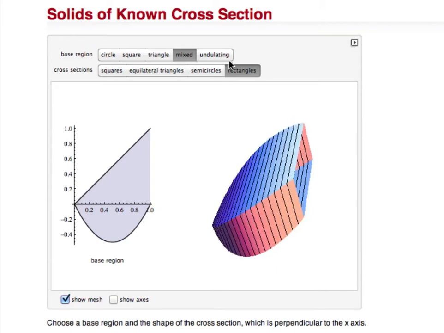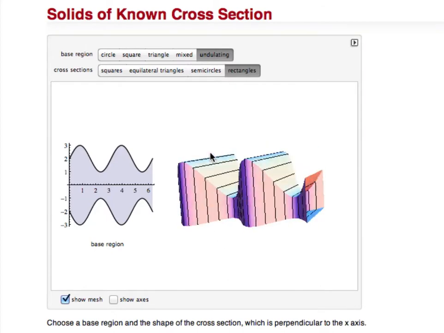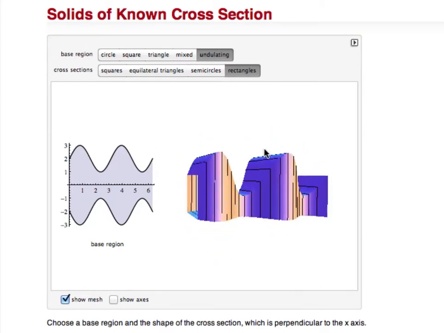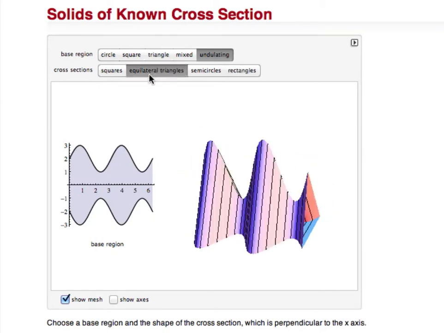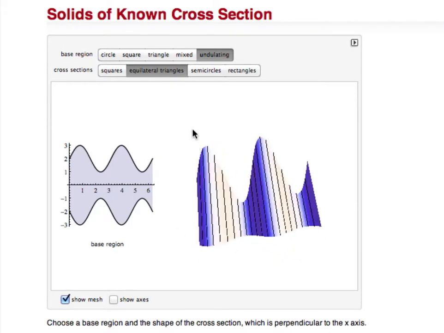And this will work for any base region. Okay, so we can have these two functions right here, and then we can put rectangles perpendicular to the x-axis, and we would get this shape, and we could find this shape's volume. No problem with calculus. Make those into equilateral triangles. So lots of interesting things that we can take a look at here.